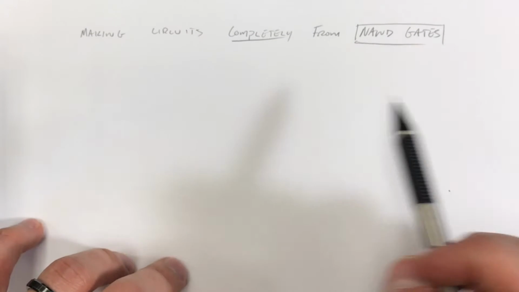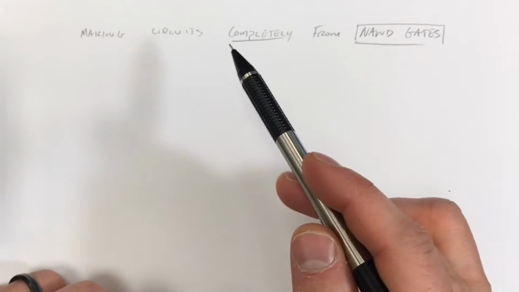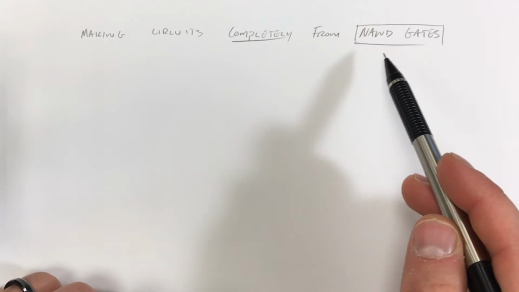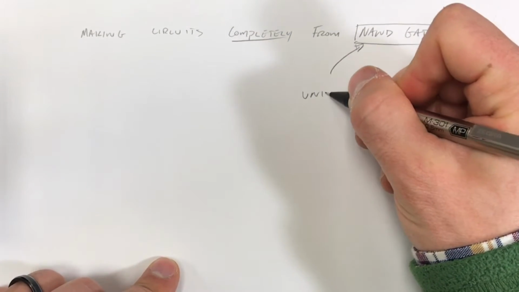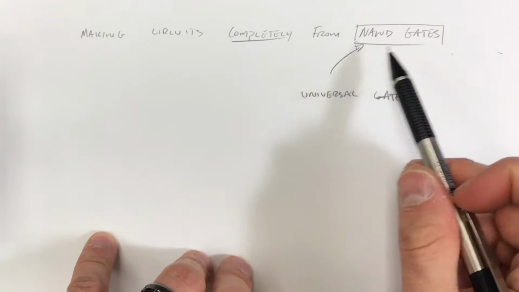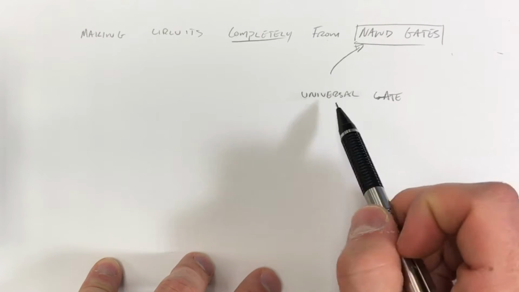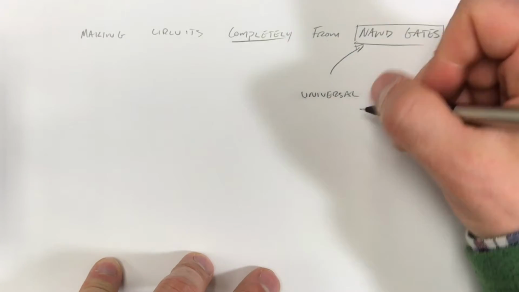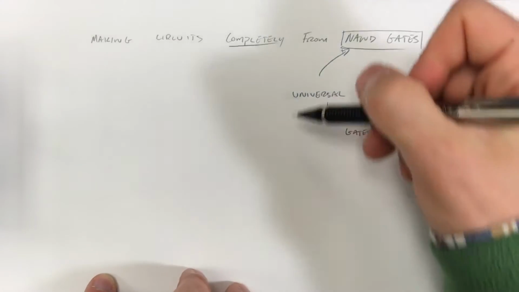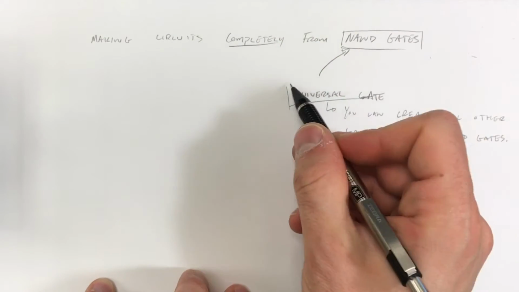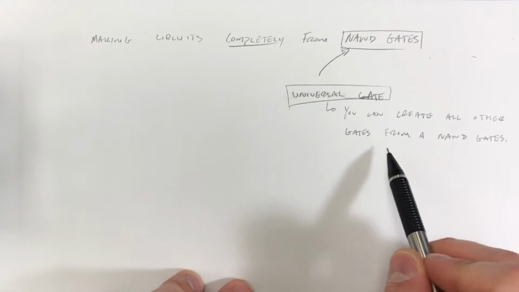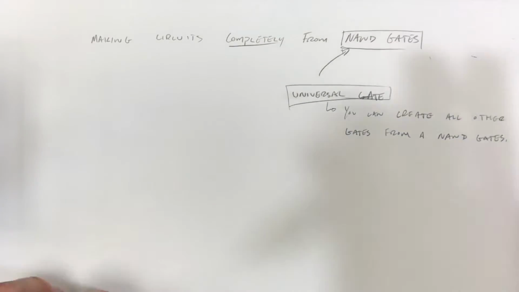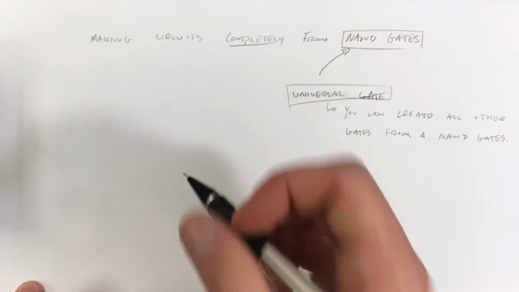In this lesson, we're going to be making circuits completely from NAND gates. A NAND gate is a universal gate, and what that means is that we can create all other gates from a NAND gate. You might think, well, that's impossible. Well, I'm going to prove it to you.